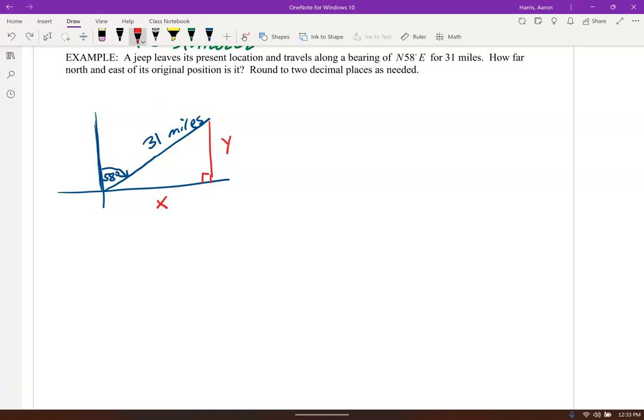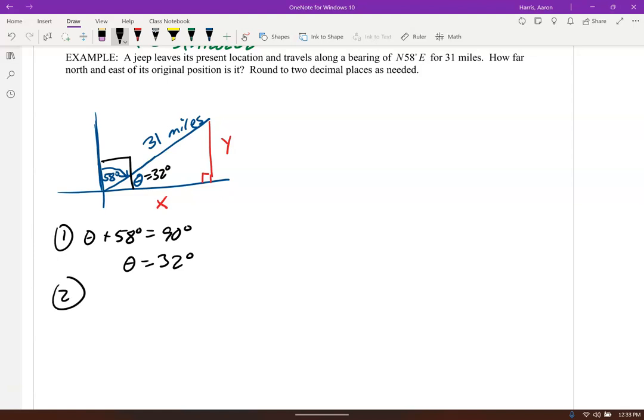So first thing I would do is call this theta. I need theta. And notice I've got that 90-degree angle right there. So number one, theta plus 58 degrees adds up to 90 degrees. Let me subtract 58 degrees from both sides, and I've got 32 degrees. So this is 32 degrees in there.